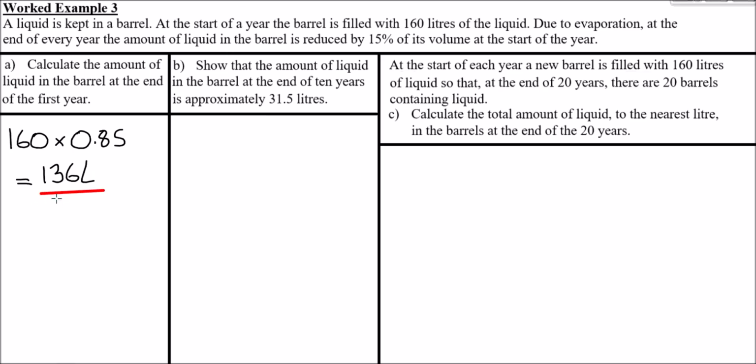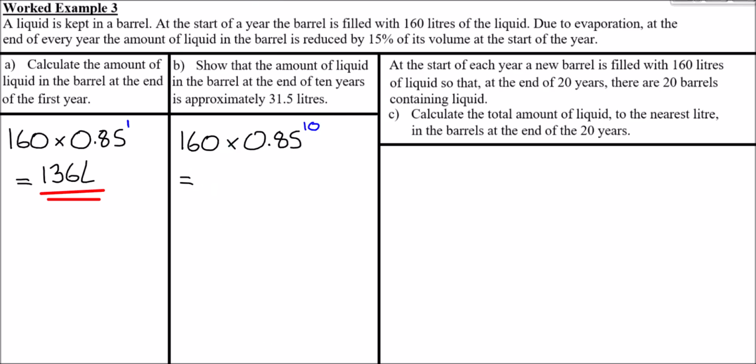Part B, again, isn't too hard really if you think about it. Show that the amount of liquid in the barrel at the end of 10 years is approximately 31.5 litres. This is like a compound depreciation question. So for 1 year, it's multiplied by 0.85, essentially with an invisible 1 as the power. So for 10 years, it's going to be multiplied by 0.85 to the power 10. It's going to reduce by 15% once, twice, 3, 4, 10 times.